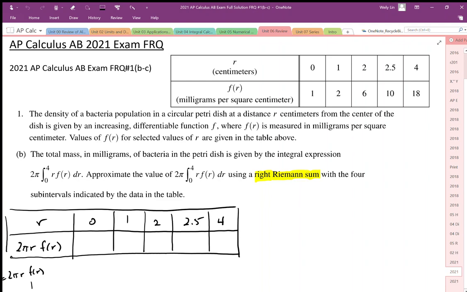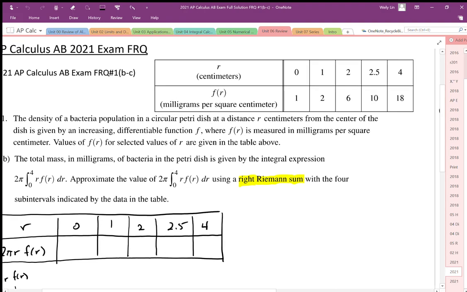1b from the free response section. This is a bacteria problem given with the table. It says the total mass in milligrams of bacteria in the petri dish is given by the integral expression 2 pi times the integral of f of r dr from 0 to 4. And it says approximate the value of this integral using a right Riemann sum with 4 subintervals indicated by this table. So these 5 coordinates will give us the 4 subintervals.